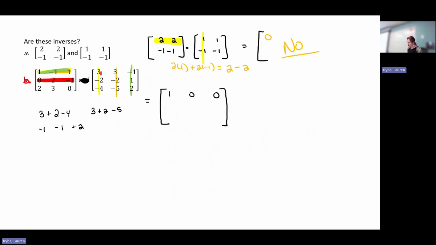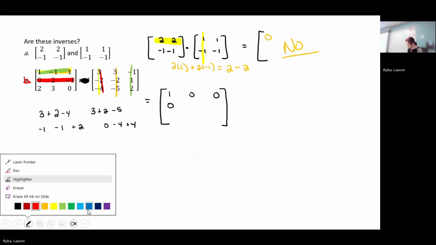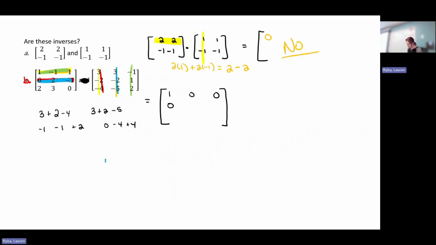So let's take that row, first column. 3 times 0 is 0. 2 times -2 is -4. -1 times -4 is +4, gives me 0 when I add them together. Okay, we'll take that row times the second column now. 0 times 3 is 0. 2 times -2 is -4. And -1 times -5 is 5. -4 plus 5 is 1. This is looking promising so far.